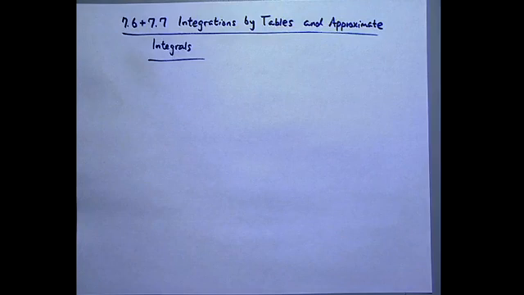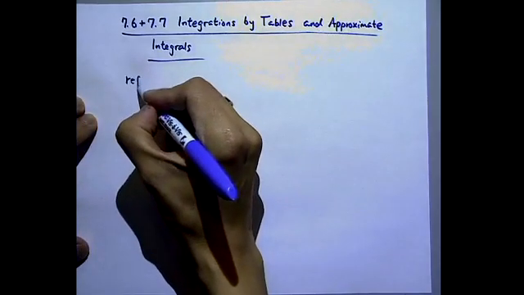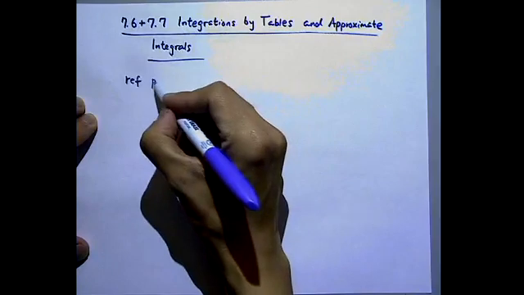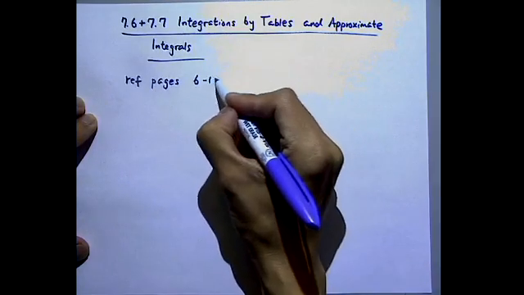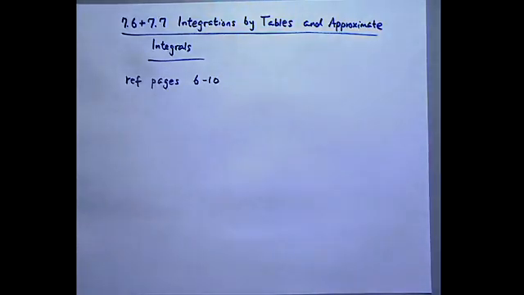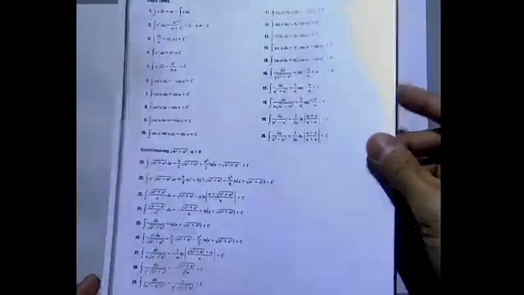So let's first look at these integration tables. In the back of your textbook, and it's also in the ebook on WebAssign, you want to look at reference pages 6 through 10. There are about 120 integrals there. So let me show you what they look like. I printed them out. This is reference page 6.